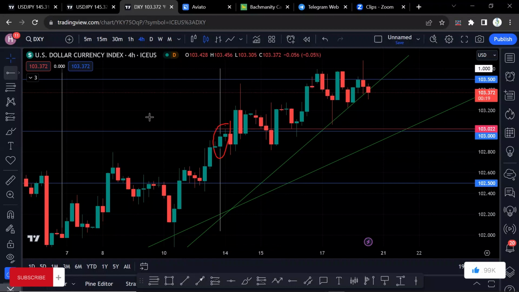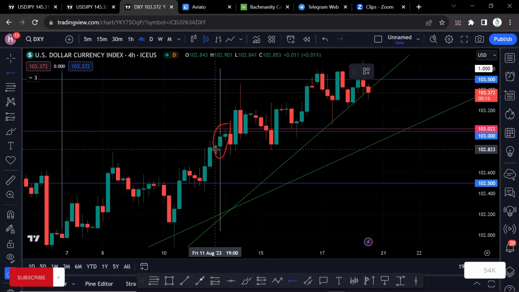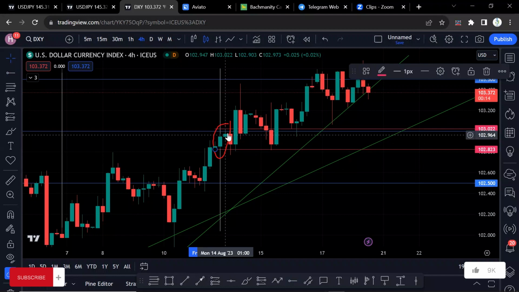Then this is the high, this is the low. You can see this second candle is higher than this one. So the one that is higher is the one we are going to place the horizontal ray on. This is the second one.